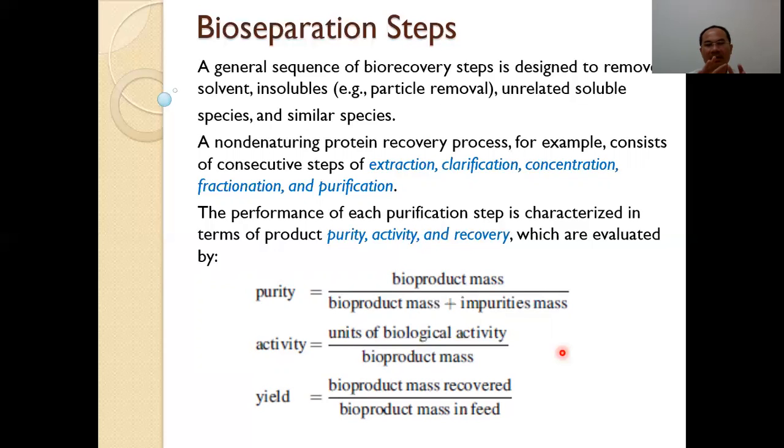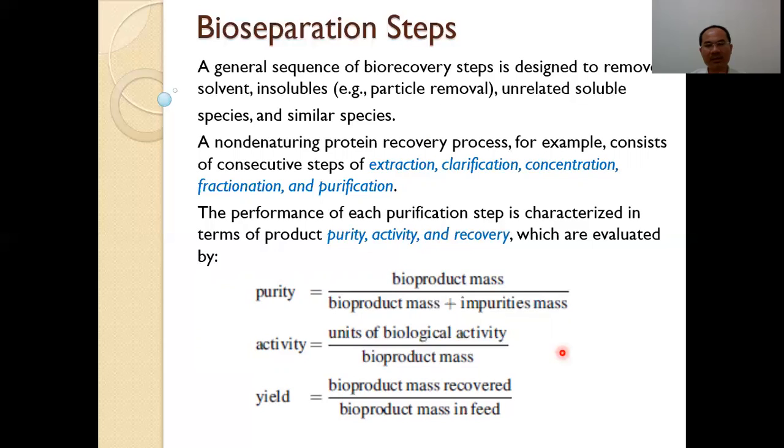And then you get the purity. For example, after you separate in many steps, from sedimentation, filtration, centrifugation, extraction, adsorption, you get the final product. Then you check this product. If the purity is 100, that means there is no impurity. If it is not 100, say it is 90, that means 90% is bioproduct and 10% is impurity. This is purity.